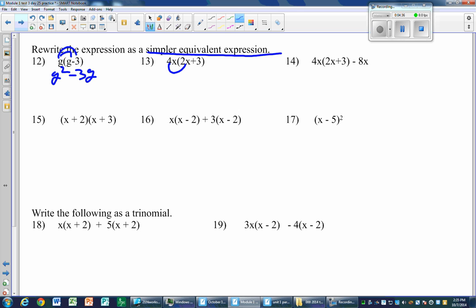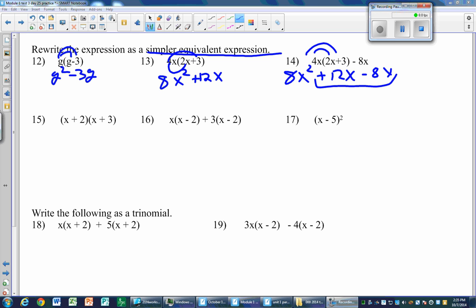Here I do 4x times 2x. Remember, it's not 8x because we're doing x times x, so that's x squared. And then 4 times 3 is plus 12x. Combine these, I get 8x squared. Oh, plus 12x. Looks like the same thing. Oh, then minus 8x. Combine those. And then, after combining those two, we get plus 4x.